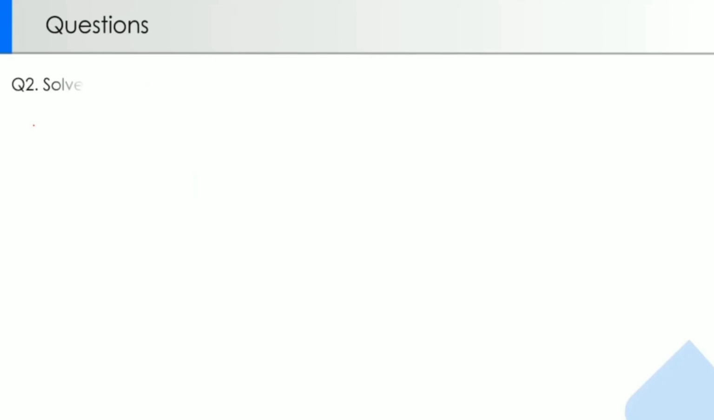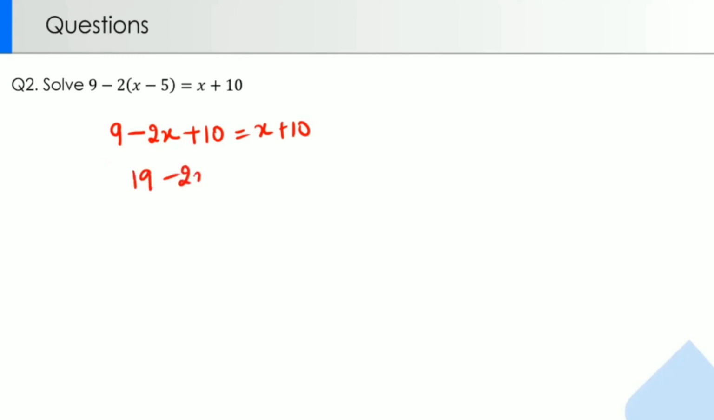Let us proceed. The next question is: solve 9 minus 2 times (x minus 5) equals x plus 10. How to do this? Because we have a bracket here, I'm going to multiply this term 2 with both the terms of this bracket. So this will be minus 2x. Now minus multiplied by minus gives a positive sign, so 2 into 5 is 10. This equals x plus 10. Now 9 and 10, these both are constant terms, so these are like terms. So I can write 19 minus 2x equals x plus 10.